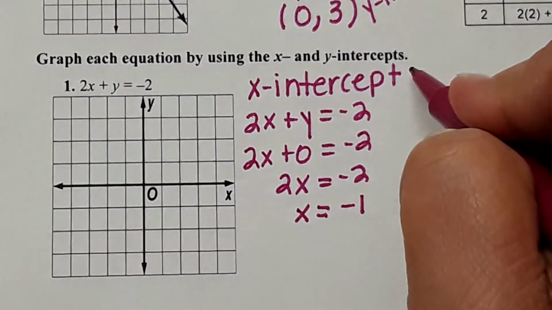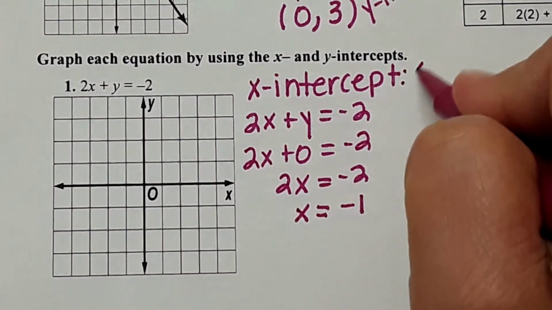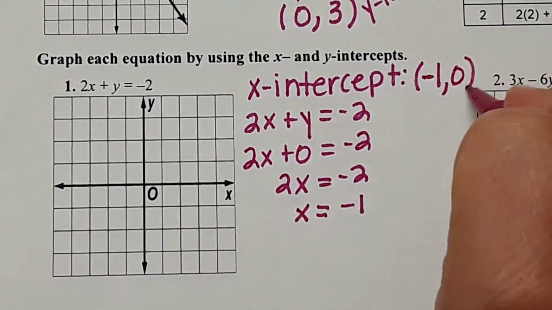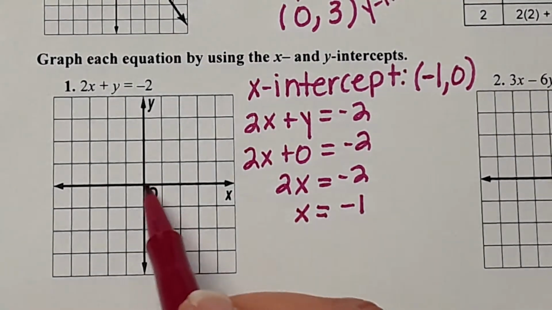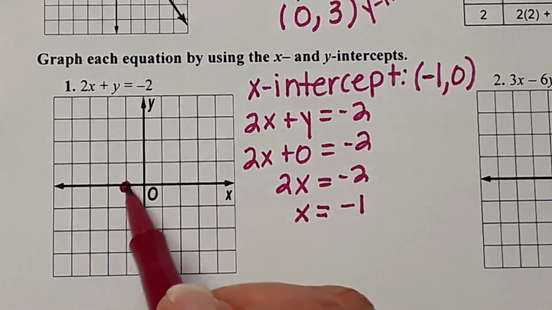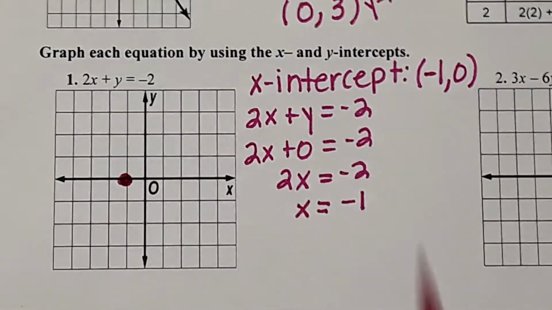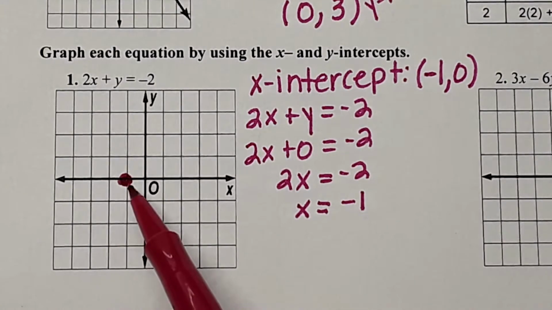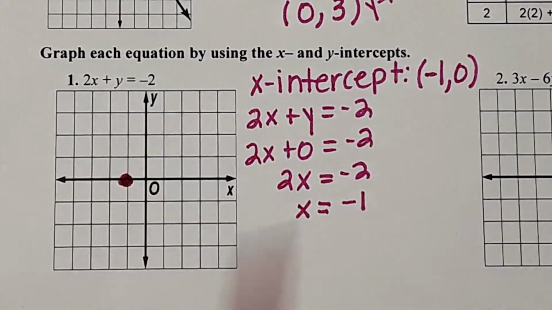So my x-intercept is (-1, 0). And that's what I'm going to graph. I'm going to go over to negative 1, and I'm going to graph that point. The reason I went over to negative 1 and graphed it is because the y-value was 0. I don't go up or down.